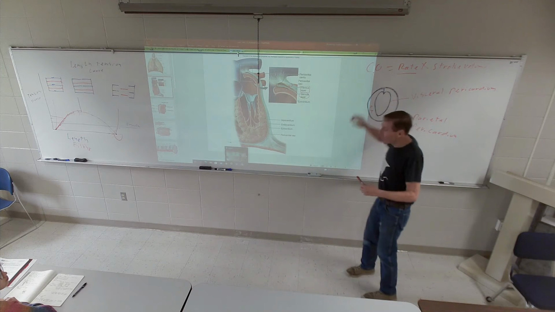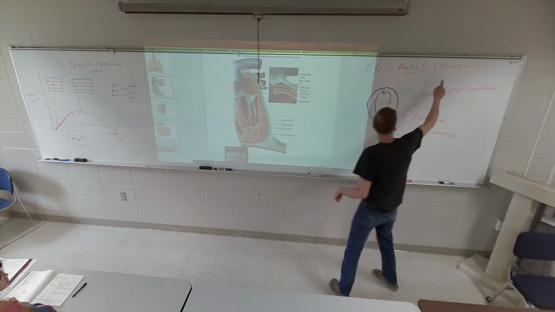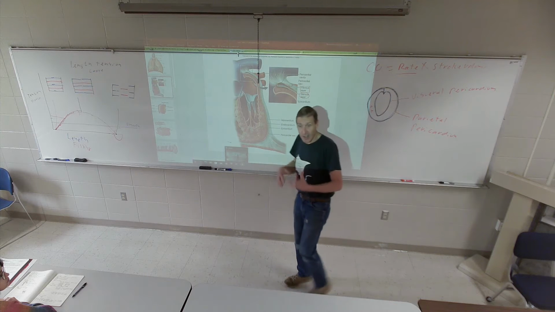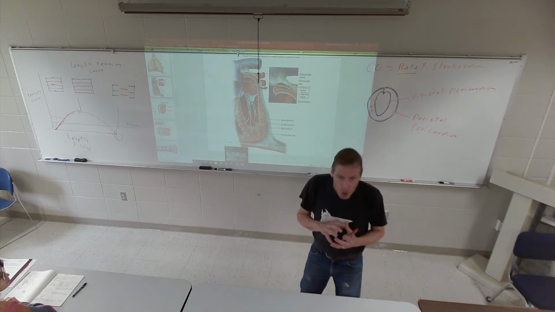So that's kind of the function of the parietal pericardium. It limits stroke volume. And it can be changed with aerobic training. But that's the purpose of that fibrous layer. Basically, it prevents the heart from overexpanding.